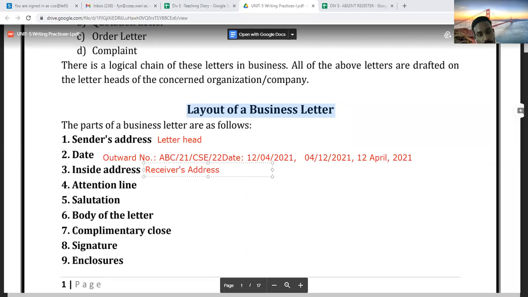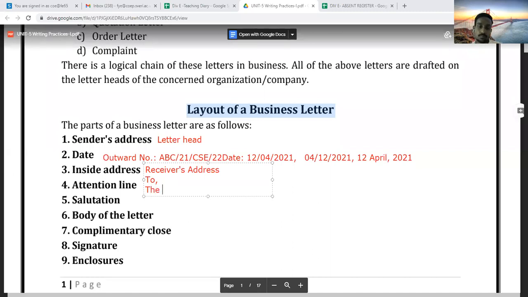So here what are you going to mention? You are going to mention the name of that person if you know. If you don't know, in that case, what are you going to do? So usually it is like this: To, whom you are writing the letter, which we call "prati" in Hindi. So if you know the name, then you can use it. If you don't know, then you have to write down the designation.